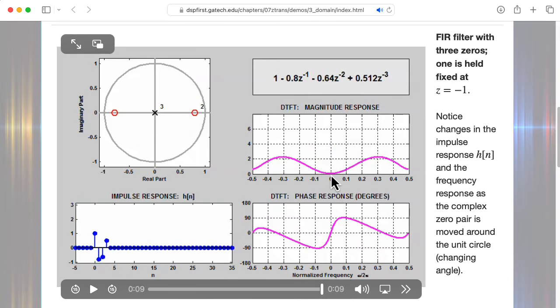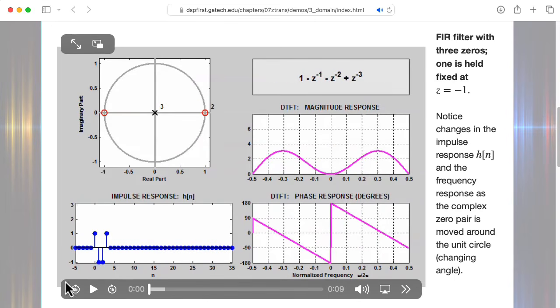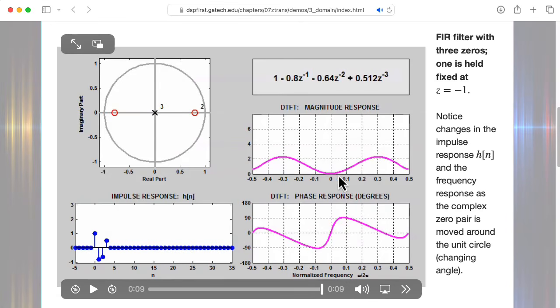So this plot here at the very end looks a lot like this plot here at the beginning, but the dips don't go all the way down to 0. And also notice we have 2 zeros on the right here. So the dip at DC is stronger than the dip at omega hat equals pi over 2 because you only have 1 zero over here on the left.